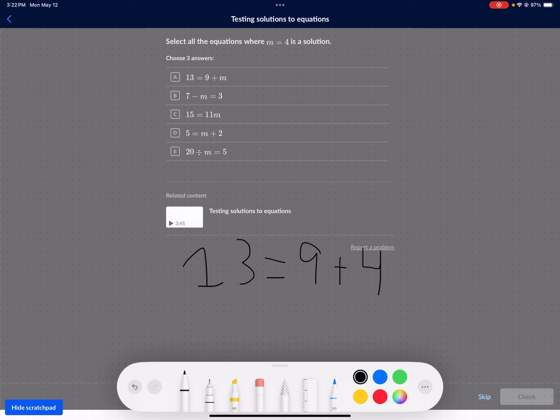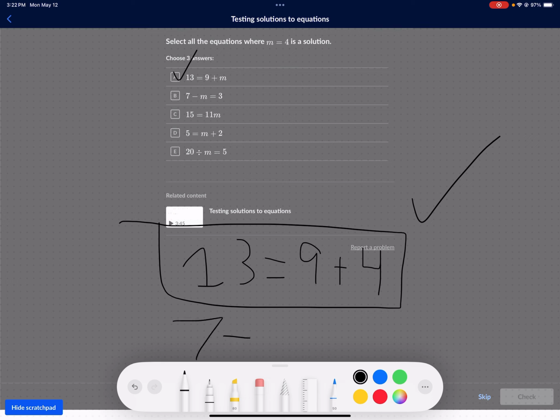Is this correct? Yeah, it is. So A is correct. And then we have 7 minus m is 3, so just plug in 4. 7 minus 4 equals 3. Is this correct? Yep, so that means B is correct.